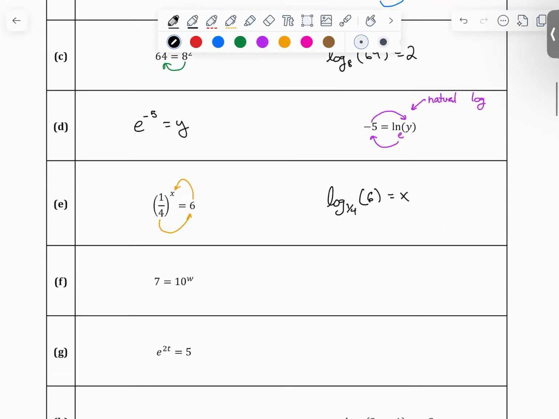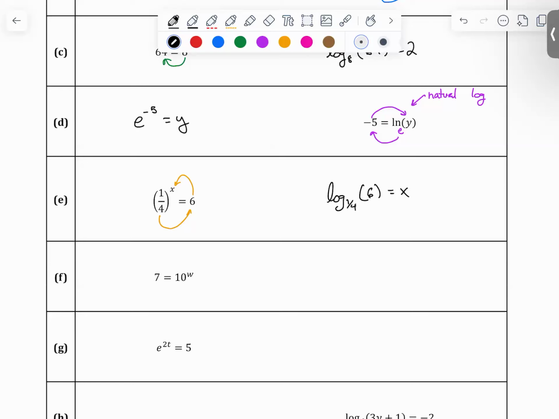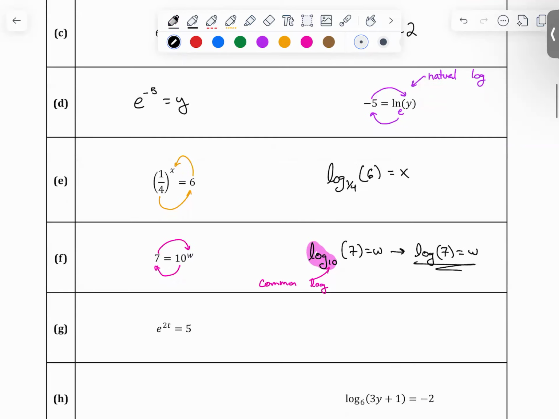Couple more. 10 to the 7 is equal to 10 to the w. So start at the base, move across the equal sign, then back over. You've got log base 10 of 7 is equal to w, but that's a common logarithm. So instead of writing it as log base 10, we will just write log of 7 is equal to w. That's the correct version.